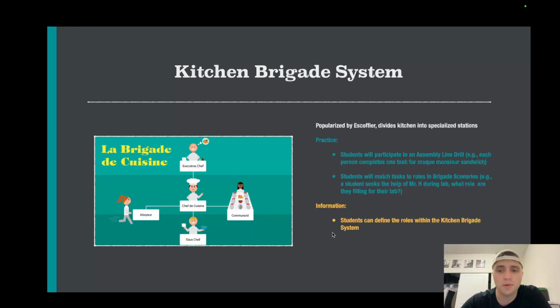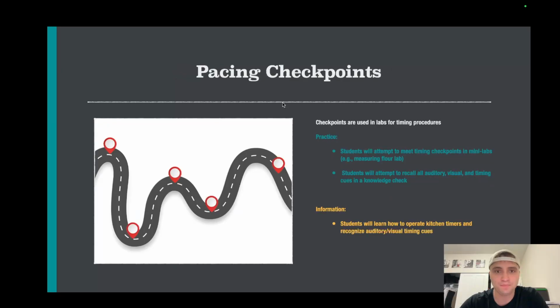The information that we required is for students to know what the roles are, know what they entail, and have some thorough practice in identifying those roles before they assume them in the lab and help us meet that goal of getting everything done on time.